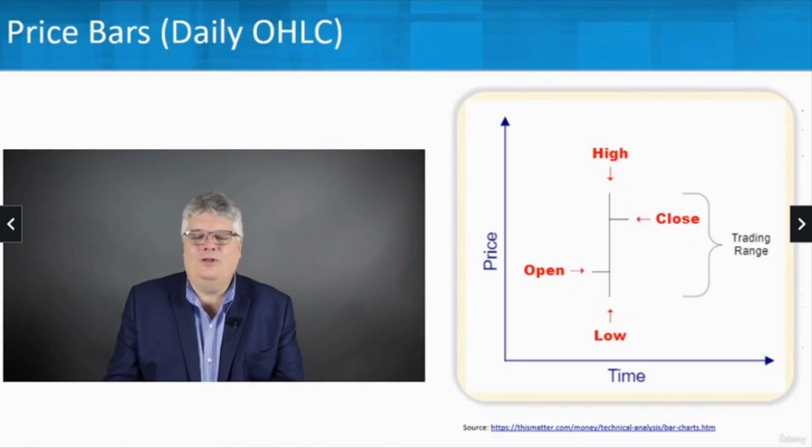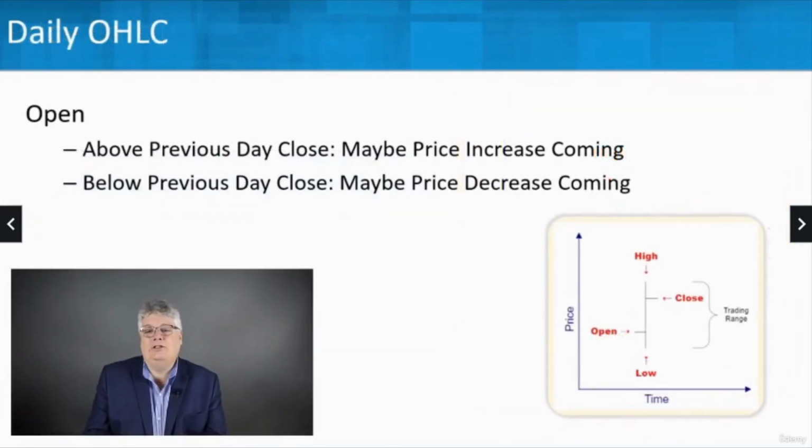If we look a little bit closer, if we see an opening that's above the previous day's close, that might be an indicator that a price increase is coming. If we're buying, we want prices to rise. So if they are opening above the previous day's close, that can be an indicator that prices might be rising. The opposite would be if it goes below the previous day's close, that maybe a price decrease is coming. Now, I wouldn't trade just on that. We want to have a lot more than that, but that's the general idea of looking at an opening versus a closing.